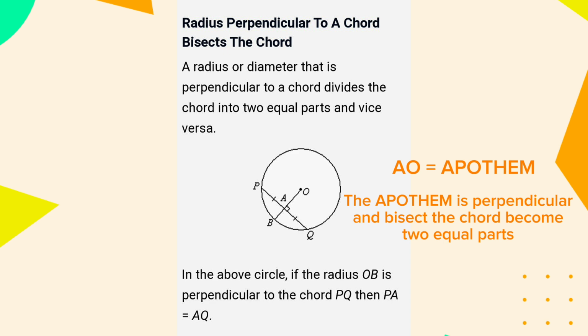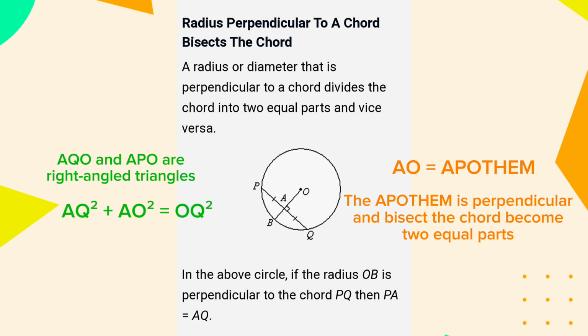Since triangle AOQ and triangle APO are right angle triangles, then we may use the Pythagoras theorem. AQ square plus AO square is equal to OQ square. AP square plus AO square is equal to OP square.